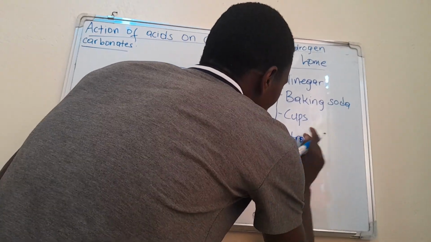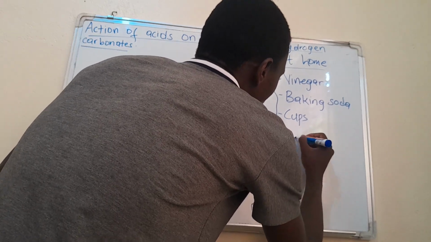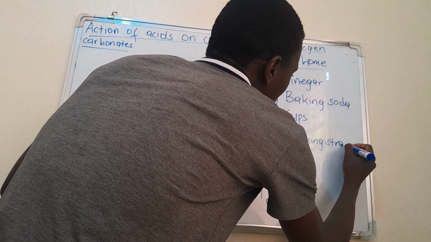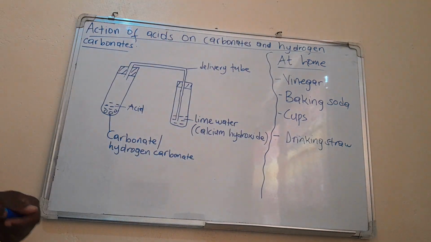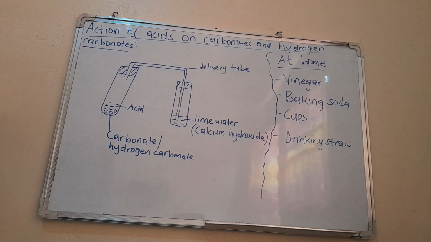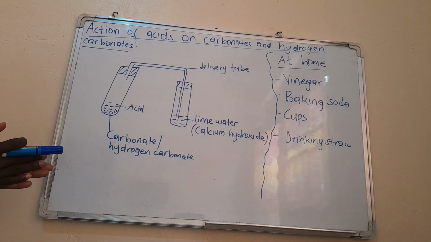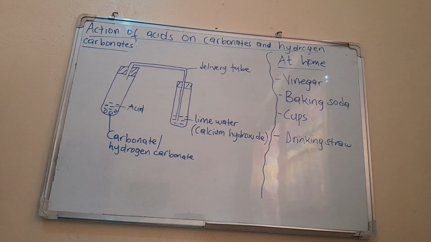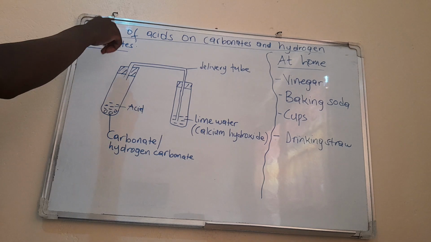You know those drinking straws. So your drinking straw will act as the delivery tube. Then the cups will act as test tubes. Then vinegar is the one which consists of ethanoic acid. Baking soda has a hydrogen carbonate. Then react the two, make your setup. So if this is a cup, put your baking soda inside. Then you add vinegar.